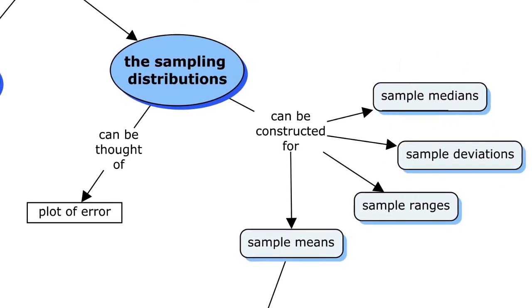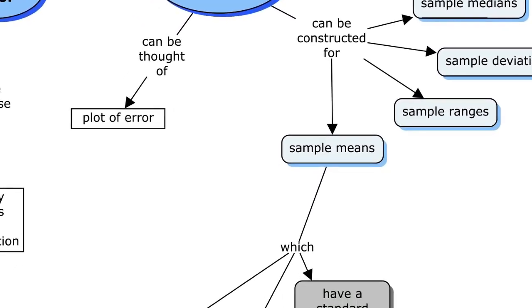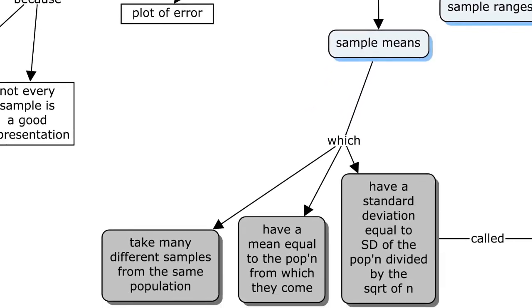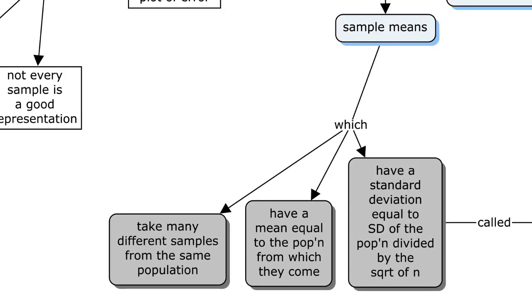The sampling distribution for a sample mean is going to have particular characteristics, and it's constructed in a particular fashion. We take many different samples from the same population. In the end, when we look at the sampling distribution itself, it is going to have a mean which is equal to the population's mean from which they come. And last, like all distributions, it has to have a standard deviation as well.